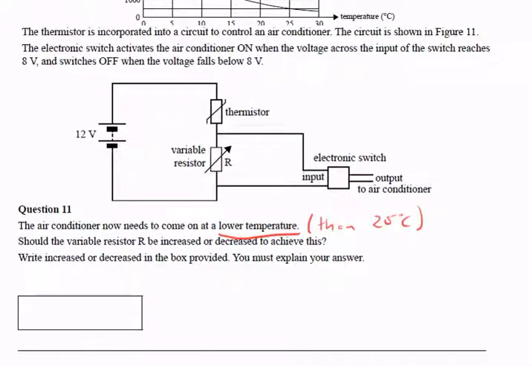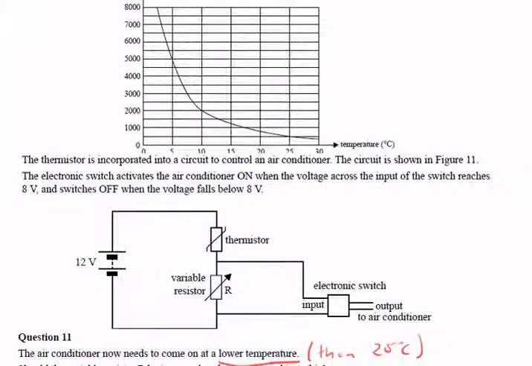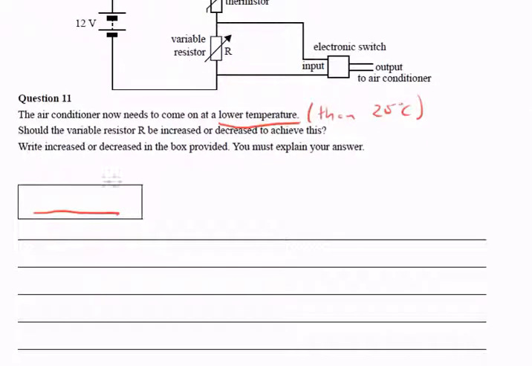When I do these questions, it's easy for me to go through the working first and then write my answer at the end, because I don't know what it is yet. So let's go through the working. Now this is how I'm going to go through this working. It was getting turned on at 25 degrees. It now wants to go on at a lower temperature. So let's choose a lower temperature. It's easy when we've got numbers. So let's choose 10 degrees. If we go 10 degrees, the thermistor is 2,000 ohms.